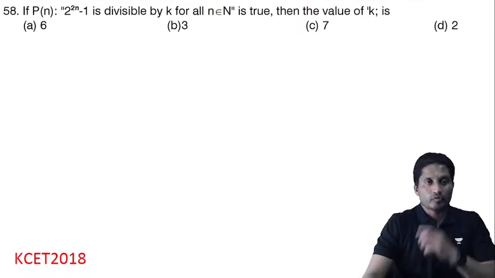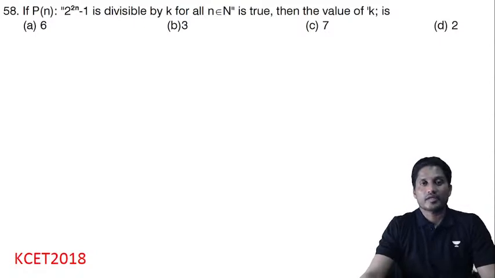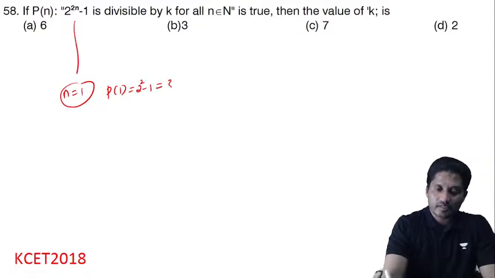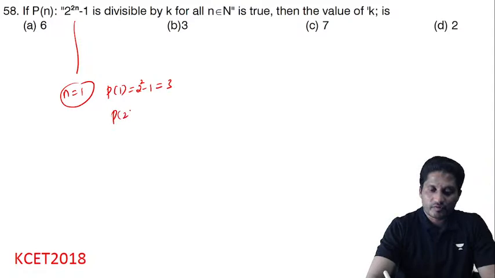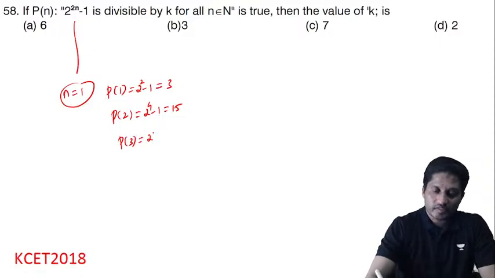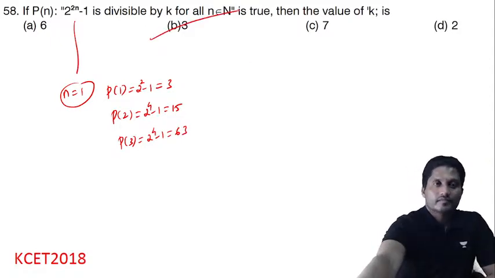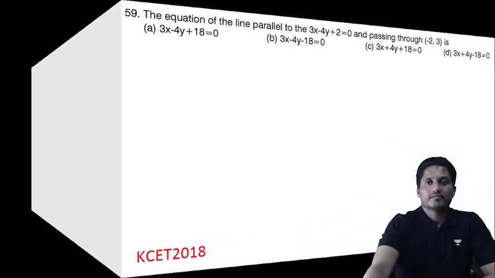P of n, 2 power 2n minus 1, is divisible by k for all n belonging to natural numbers is true. Then what should be the value of k? If I put n equal to 1, P of 1 is equal to 2 square minus 1, equal to 3. Suppose P of 2, then 2 power 4 minus 1, P of 3 will be equal to 2 power 6 minus 1. All are divisible by 3. Answer is option 3 only. Right? Let's move to the next question.